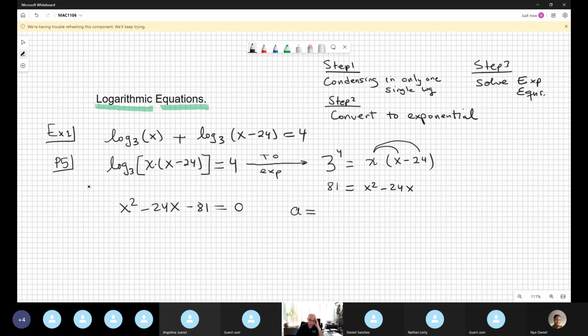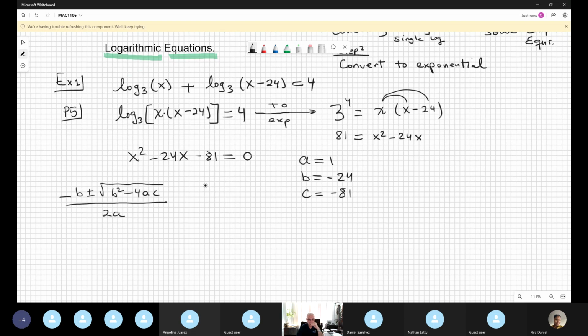A is 1, B is negative 24, and C is negative 81. Plugging into the formula: minus B plus or minus the square root of B squared minus 4AC, divided by 2A. Actually it is minus B, but you have a double minus, no? The minus of the formula and the minus of the B together become positive 24.